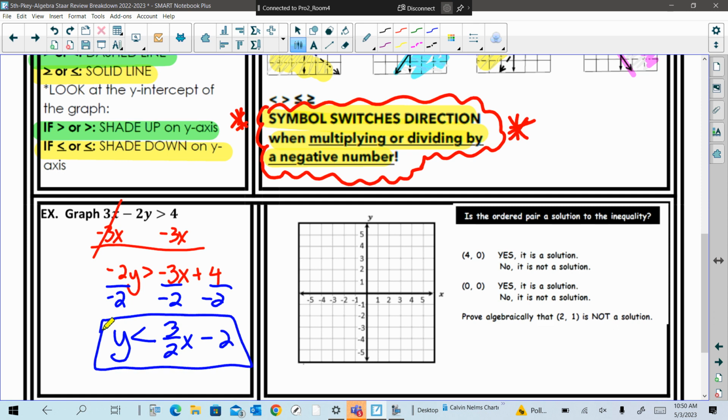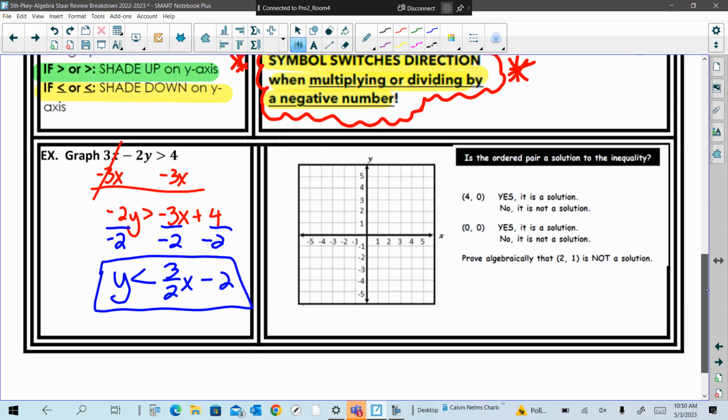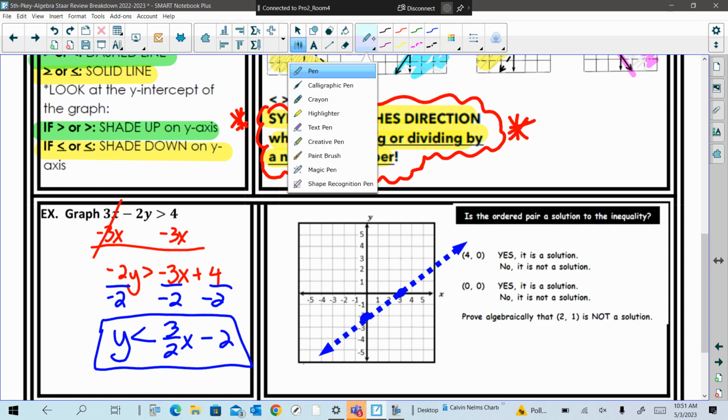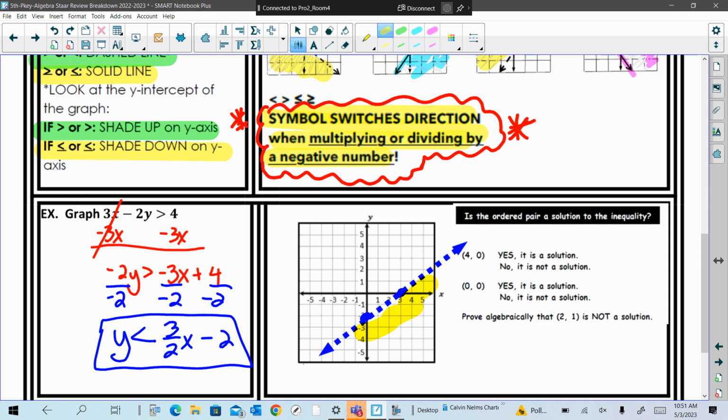So based on this, we're going to start where to graph it? Negative 2, so put a point on the y-axis, negative 2. How do we move? Yep, up 3 to the right 2. There we go. What type of line is this going to be? Positive. It is positive slope. And then what type? It's going to be a dashed line. So let me just fix that. It's going to be dashed here. Okay, so you have a dashed line, and we shade below because it's less than. So I'm just going to use my highlighter. This is shading below, because we have this symbol, less than.